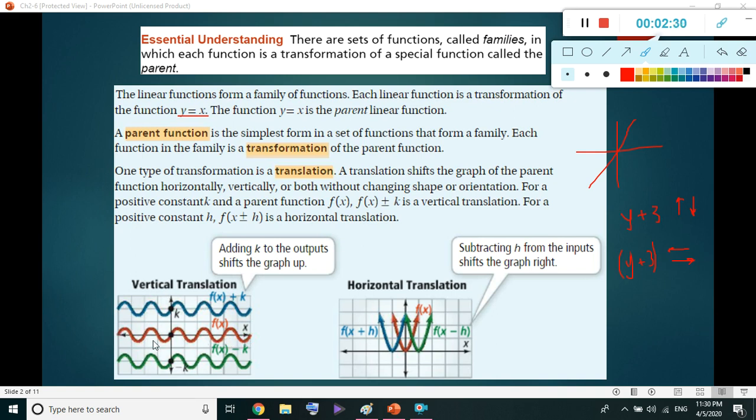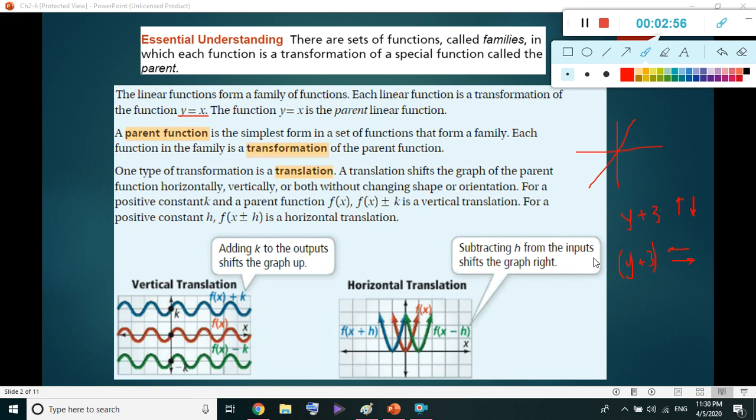Now here, let's see the vertical translation. This is the original one. Adding k to the output shifts the graph upward. So here, this is f(x). If I add plus k, it's going to move upward. If I subtract k, it's going to move downward. Now again, for the horizontal translation, here's the parent function, which is f(x). If we add h, it means it's going to move left.